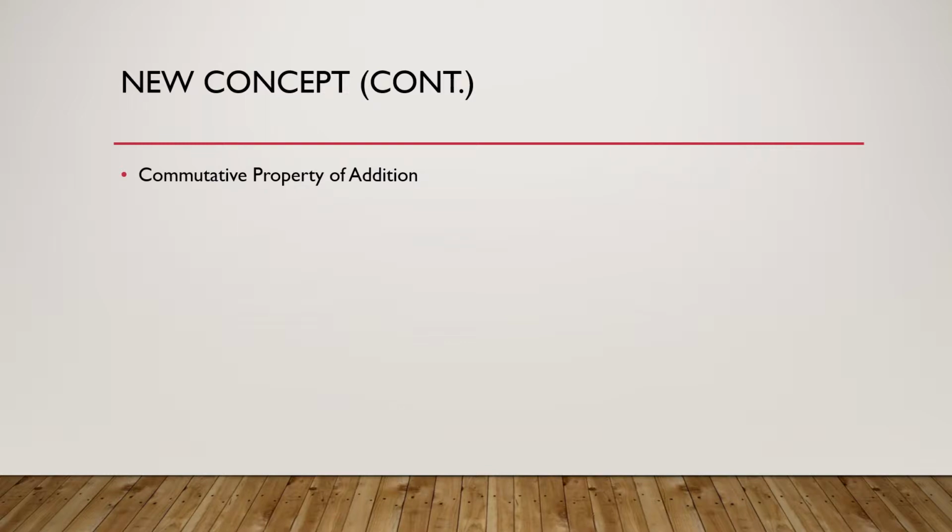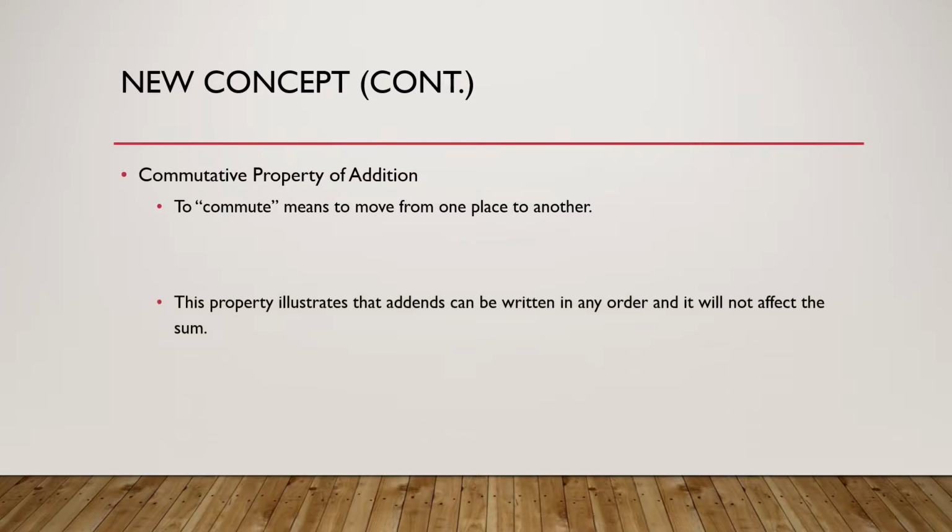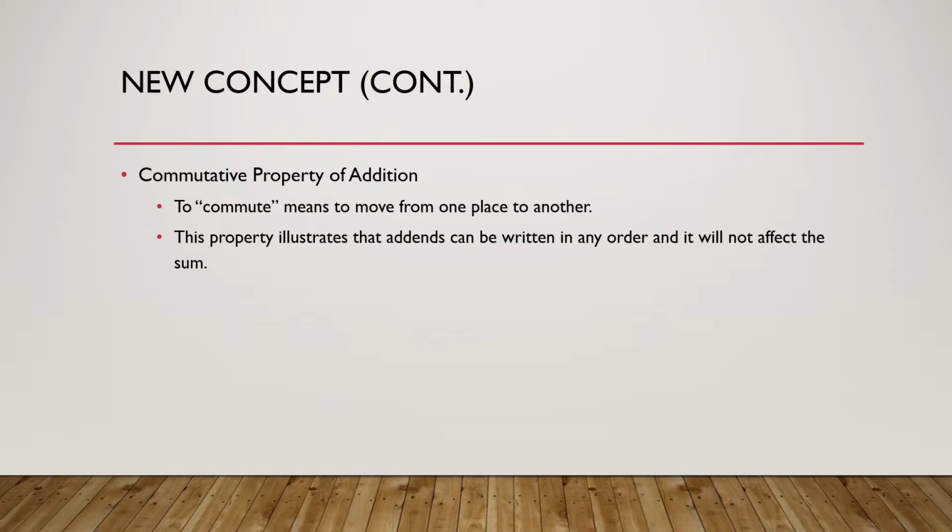Let's talk quick about the commutative property of addition. To commute means to move from one place to another. So you commuted to school today, whether you rode the bus or one of your parents drove you, or even if you walked or rode your bike. You commuted from your house to school. So this property of addition illustrates that addends, those numbers we're adding together, can be written in any order and it will not affect the sum. Your answer is going to be the same no matter what order you add the numbers in.